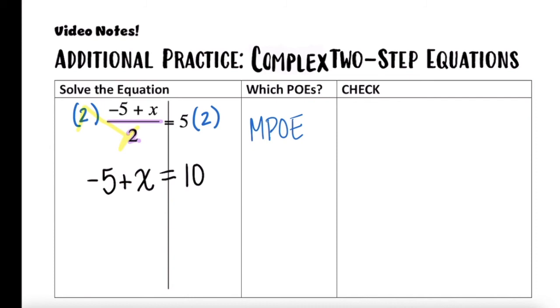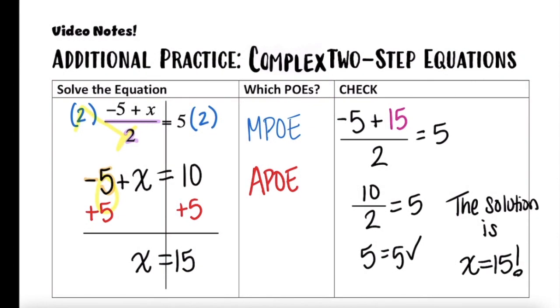Now I'm able to identify my constant as -5, and I know I'm going to use APO to make a 0 term. Add 5, that makes 0. And after my check, I see that it is a true equation, and the solution is x equals 15.